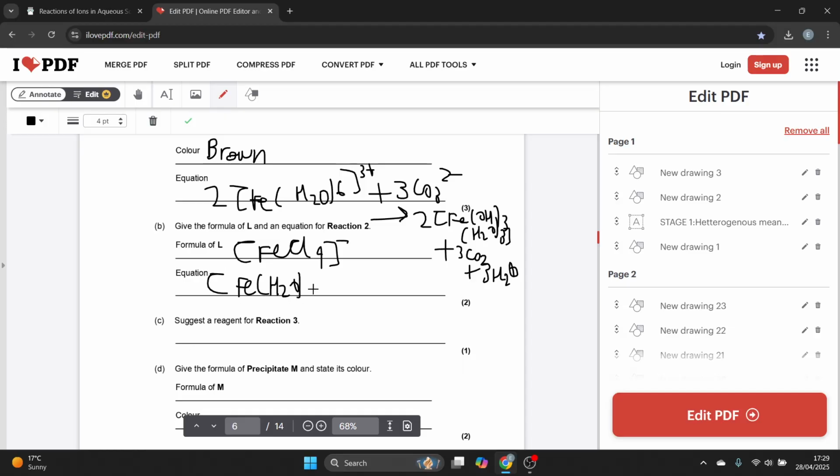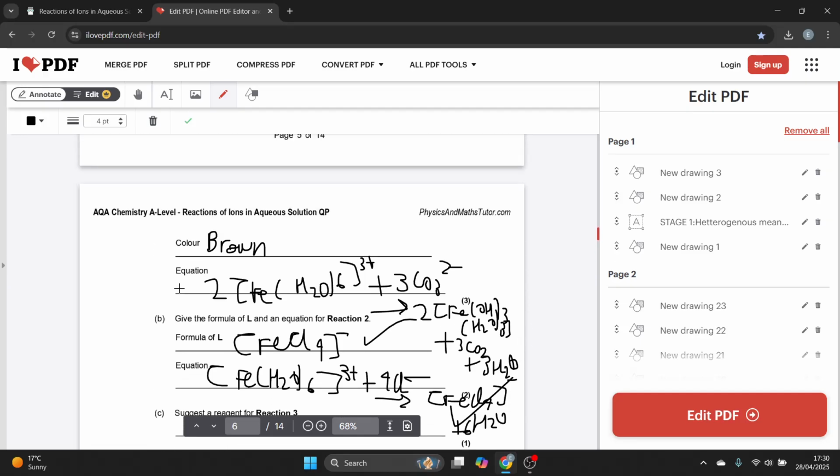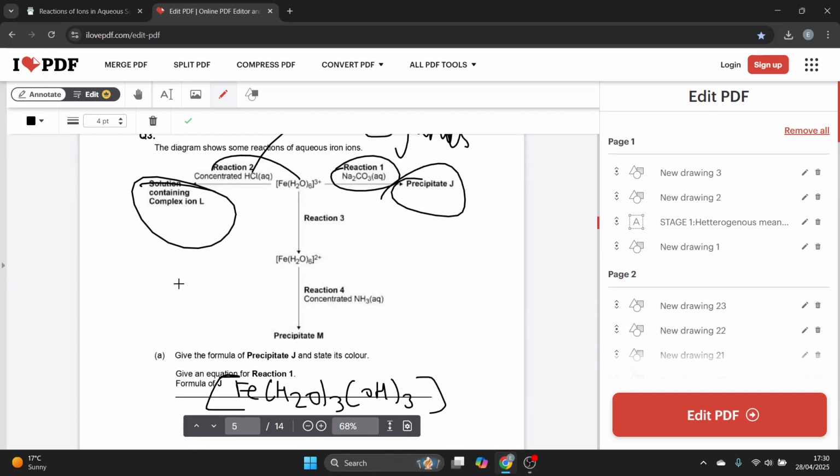Fe(H2O)6 3+ plus 4Cl- arrow FeCl4- plus 6H2O. Suggest a reagent for reaction 3. Reaction 3, when I'm going from this with a 3+ to this with 2+. What is it? Zinc.